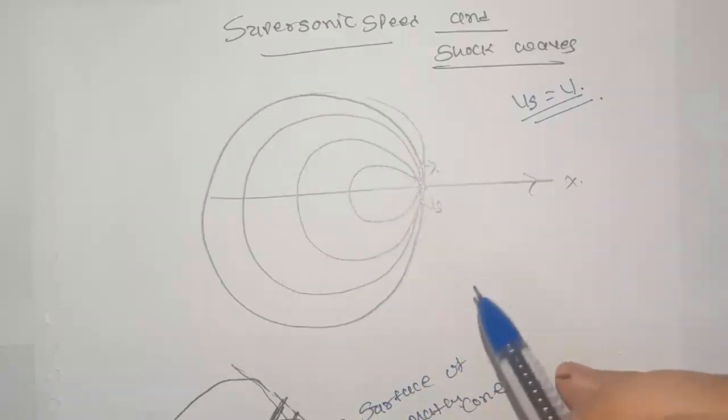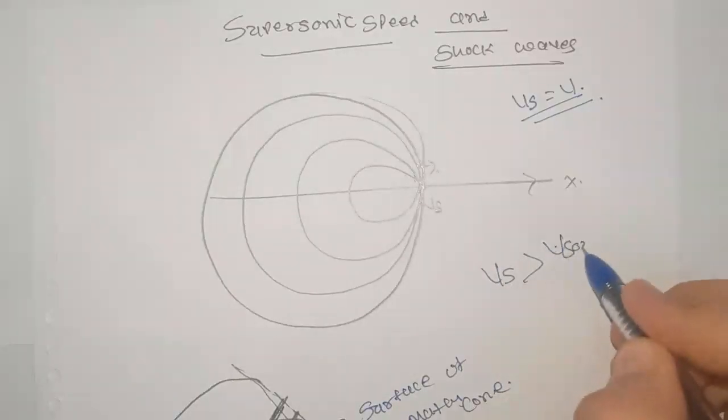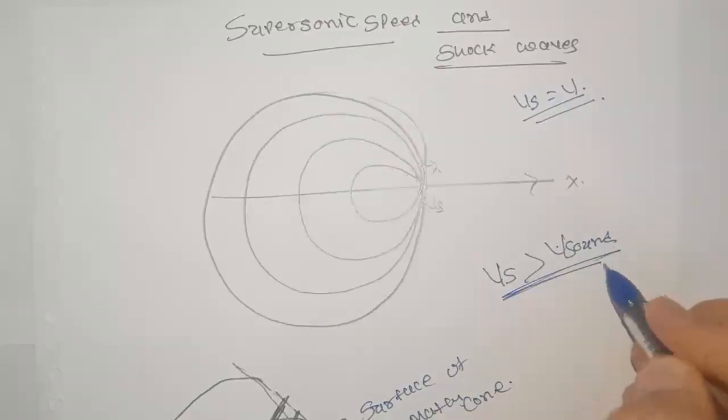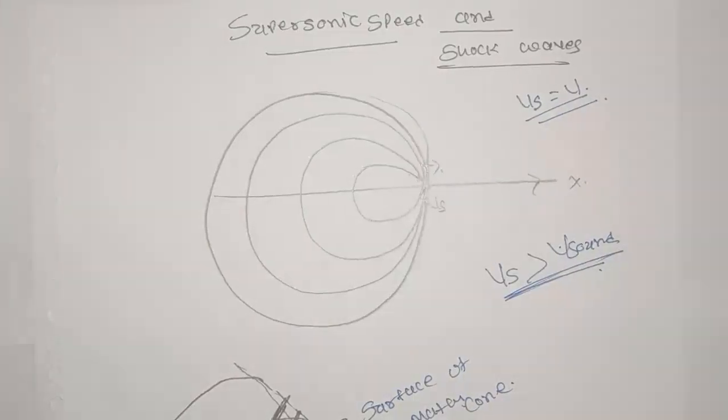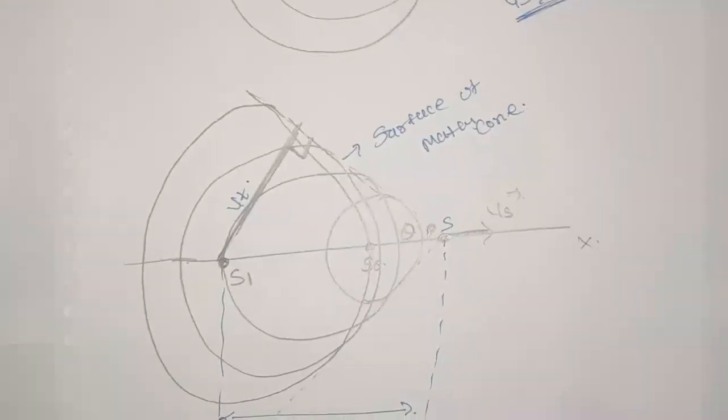Now, if the speed of source is greater than speed of sound, now it is moving even faster. Such speeds are called supersonic speeds. The equation derived in Doppler's effect is not applicable because it is a very large change.